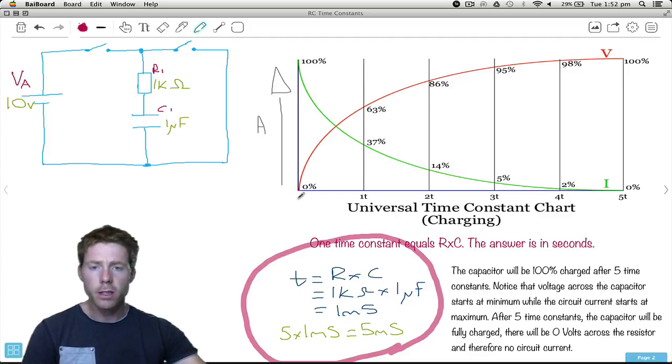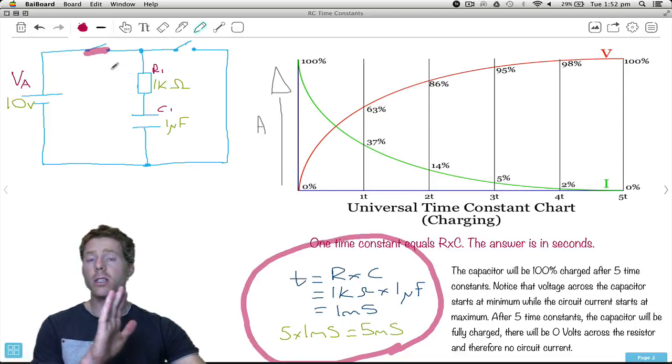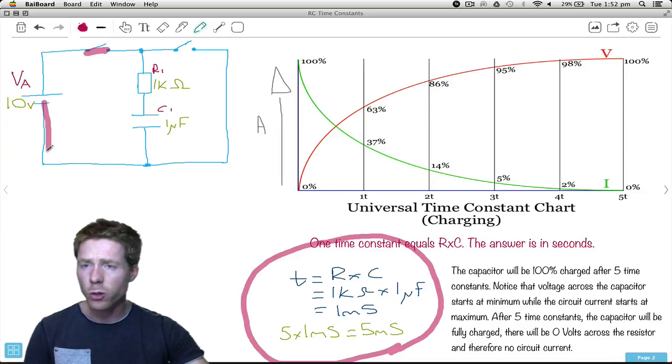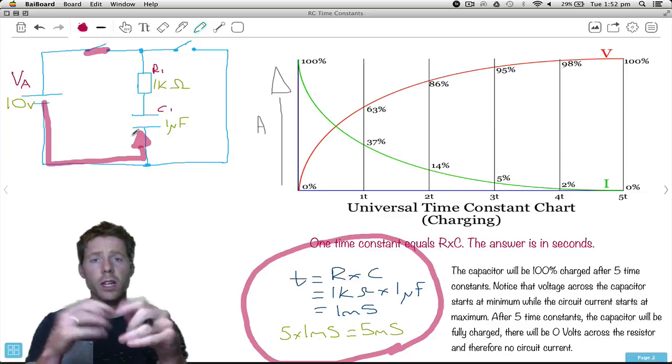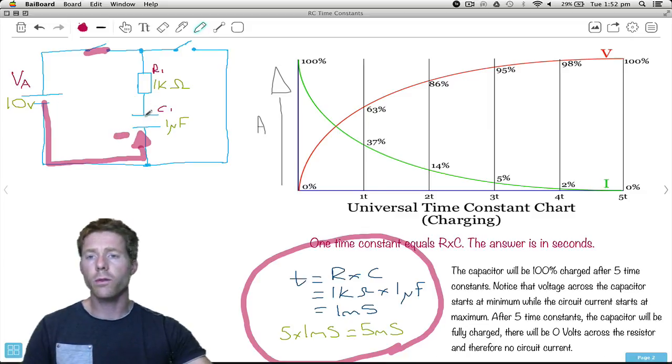So what it's saying is, from when I first close this switch, when the capacitor is completely discharged and has 0 volts across it, when I first push that button to close that switch, I'm going to have electrons traveling through here up to here. It's going to start filling in electrons on that bottom plate. So now there's going to be more electrons than protons, so it's going to start to become negative.